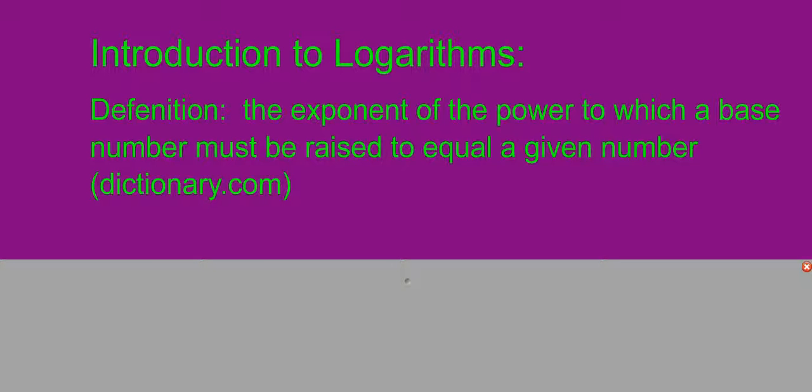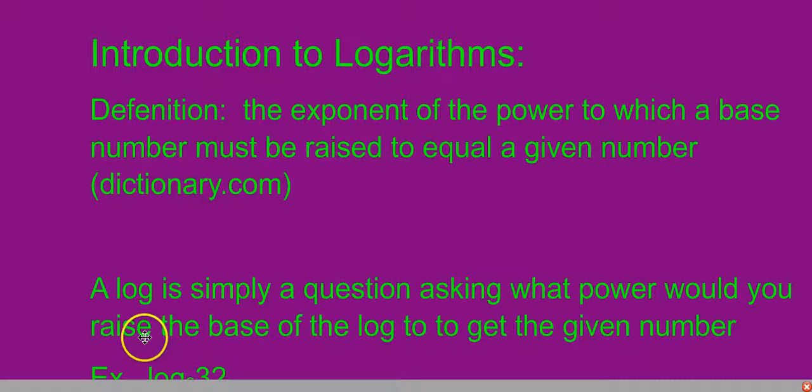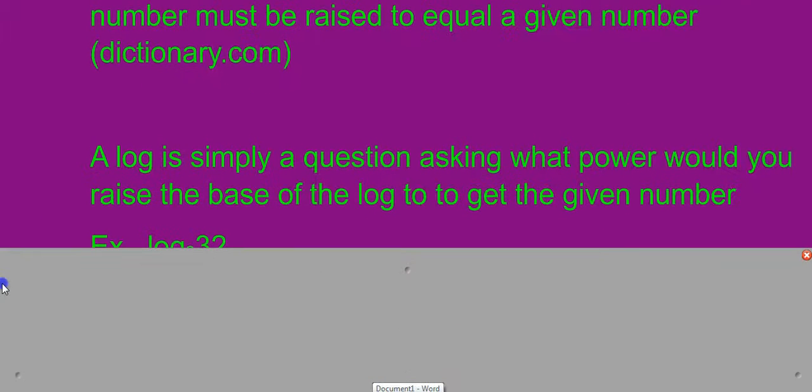The definition, as you see here, comes from dictionary.com. The definition of a logarithm is the exponent of the power to which a base number must be raised to equal a given number. Not the most clear definition as usual, so let's look into a simpler way to think about this. A log is what we call a logarithm. It is simply a question asking what power would you raise the base of the log to get the given number. In other words, it's the opposite of an exponent. It's asking you a question about an exponent.